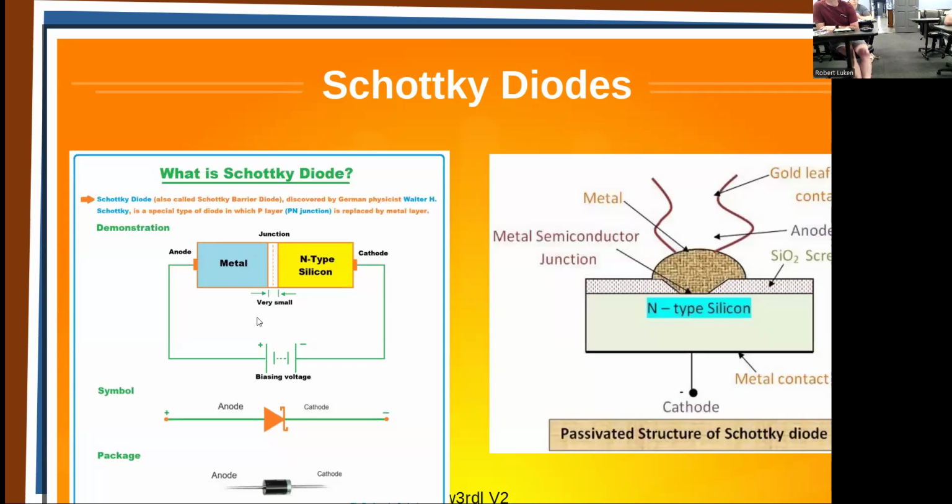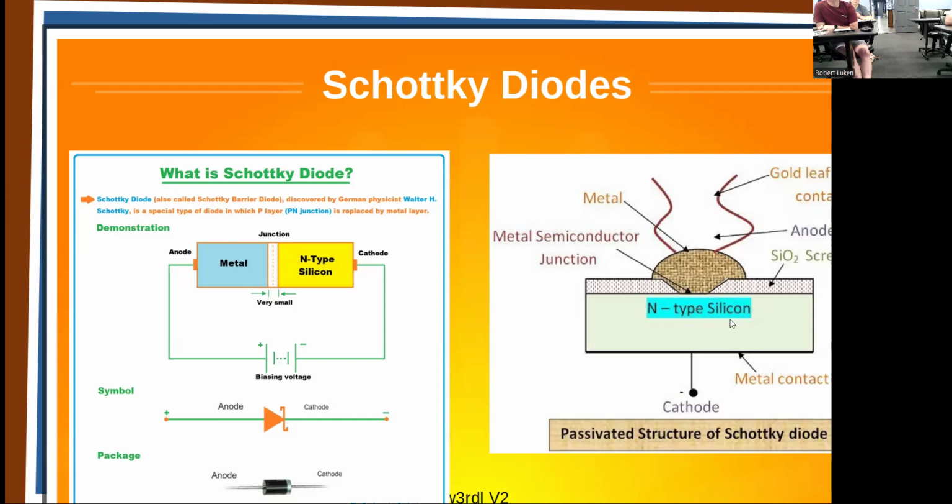It's made with some metal. I don't know whether they use gold or exactly what, and some N-type silicon. And you have this very small junction there, which I guess is representing the depletion zone. So it's going to be very small, so it's going to have a small amount of capacitance. And the symbol is this, I call it the swastika, but it's only half.